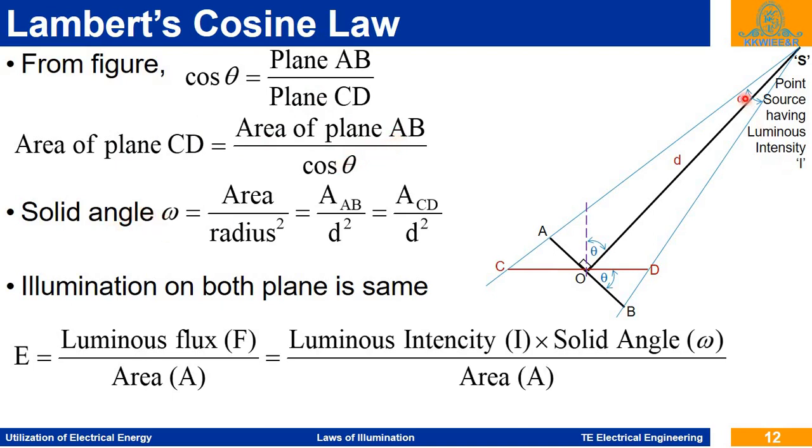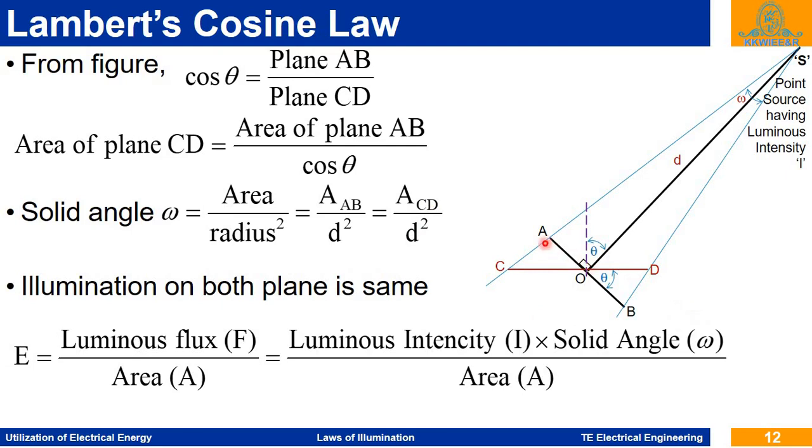So the solid angle omega is equal to area upon radius squared, or distance squared. The area is the area of the surface, and the radius means the distance between the light source and the surface. So this is the solid angle. Here we substitute the area of plane AB and the area of plane CD, and the distance at point O is d, so distance d squared. So the solid angle we can write in terms of area and distance: area of AB upon d squared, which is equal to area of plane CD upon d squared.